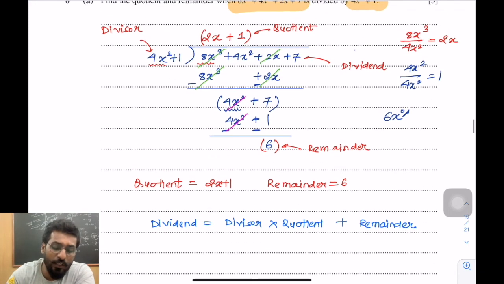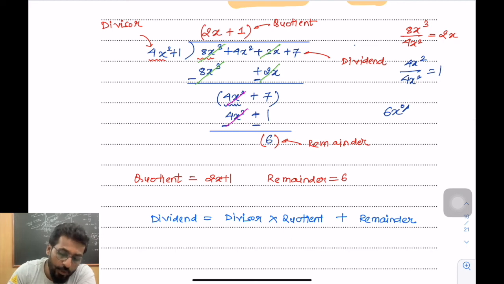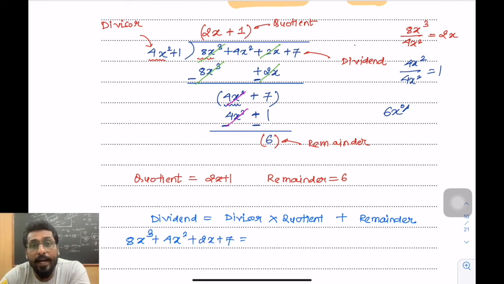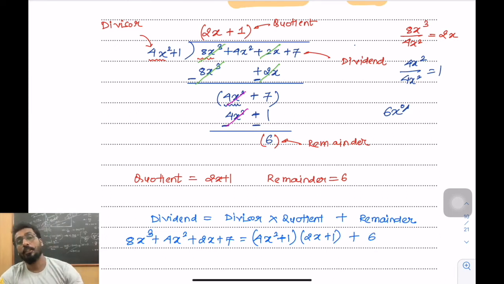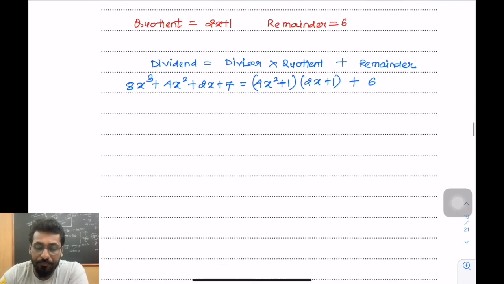So who is the dividend over here? Who's getting divided? So we know that 8x cube plus 4x square plus 2x plus 7 is getting divided. Who is dividing? 4x square plus 1 is dividing. Who's the quotient that you have got? The quotient is 2x plus 1 and the remainder is 6. So that's your expression in terms of the divisor, the quotient and the remainder. Now why did I write this?